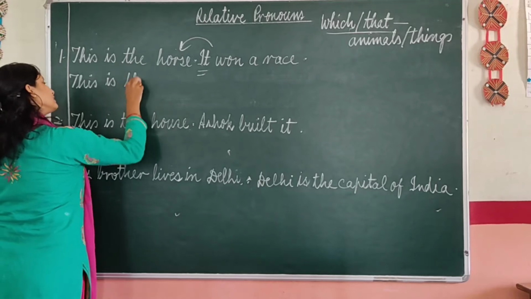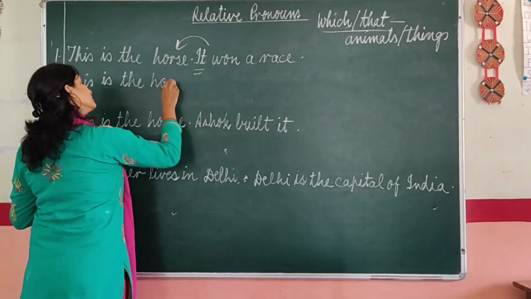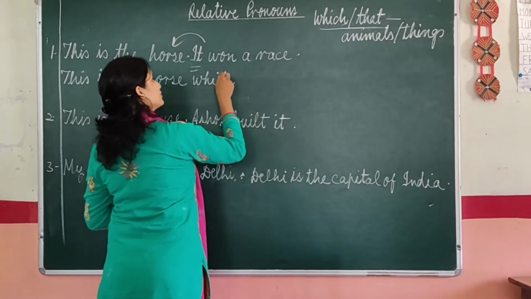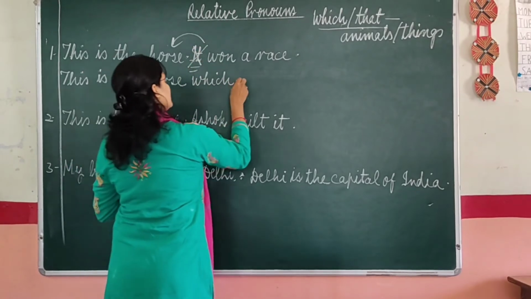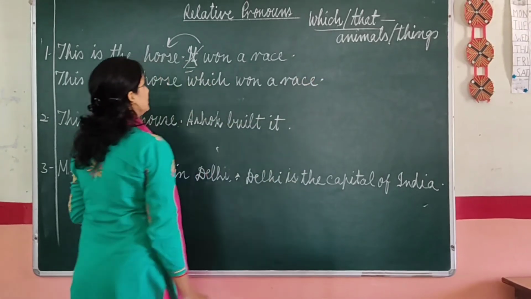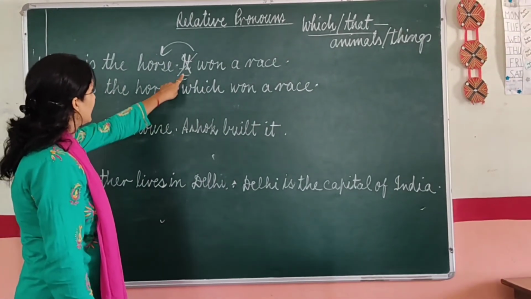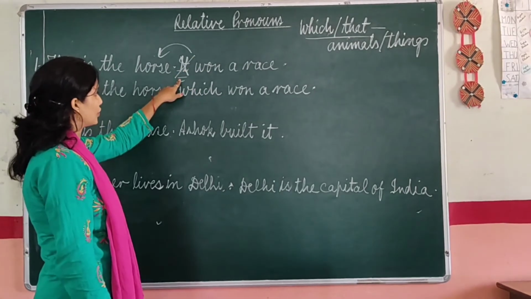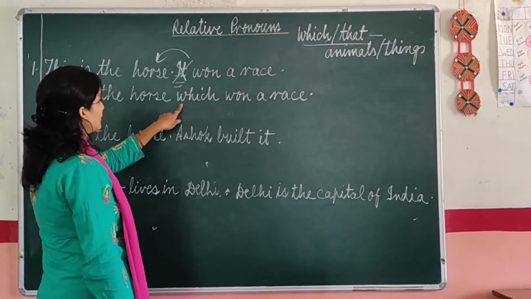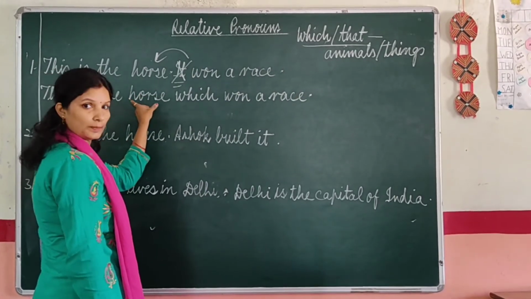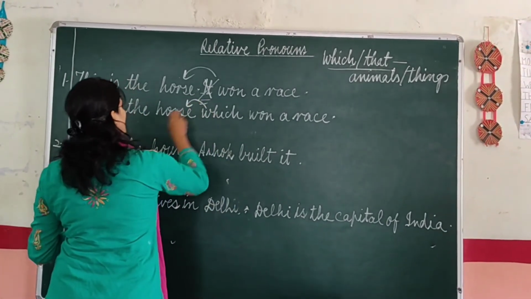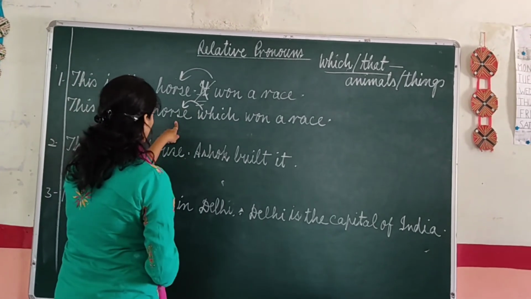This is the horse which, we can use which in place of it, won a race. Okay. And you have to keep in mind that whenever we join by use of these words, relative pronouns, you have to write that relative pronoun just after the thing, the person or place, whatever that is. Just after. It means it is used for horse here. You can see it is placed just before.